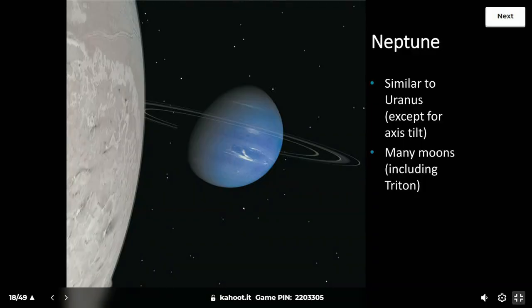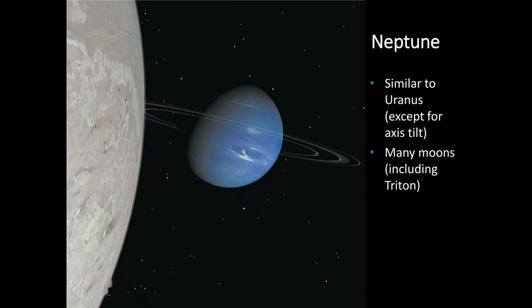And the last planet out from the sun is Neptune. It's similar to Uranus in that it has hydrogen, helium, and then hydrogen compounds making up its atmosphere and gas. And it also has a ring system and many moons, including Triton, which is another very large moon that humans are interested in sending probes to.